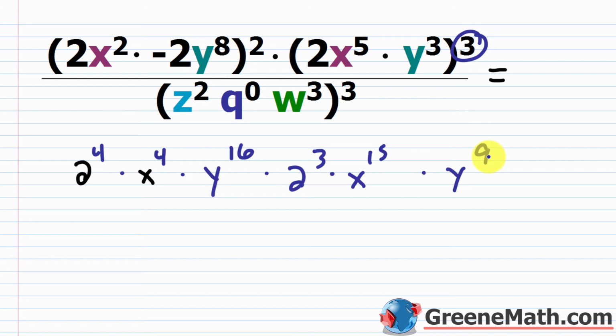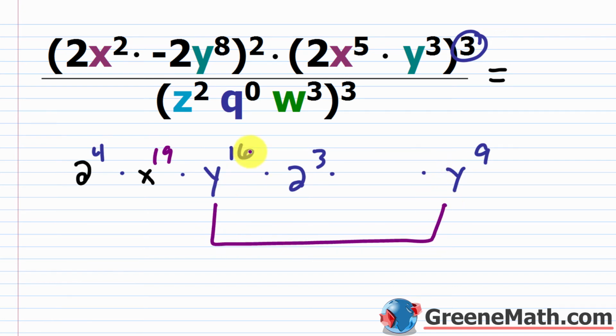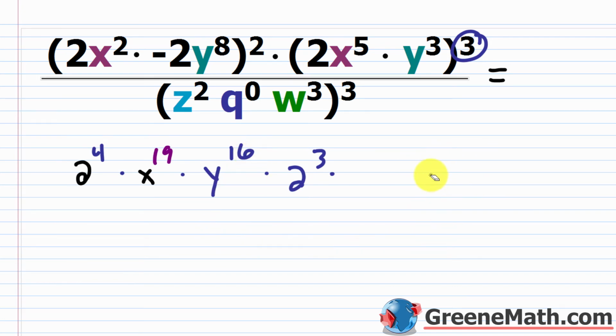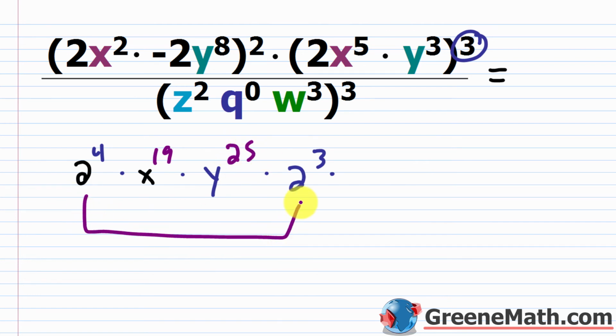So what you can do now is some simplifying, because this one and this one have the same base, so add exponents. 4 plus 15 is 19. Let's put a 19 there. And then this one and this one, y stays the same. 16 plus 9 is 25. Let's get rid of that and put a 25 there. And then this one and this one, 2 stays the same. Add exponents. 3 plus 4 is 7. So that basically takes care of our numerator. Of course, 2 to the 7th power is 128. If you want to write that, you can.